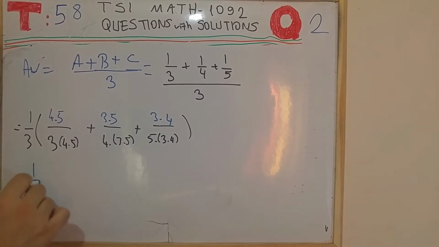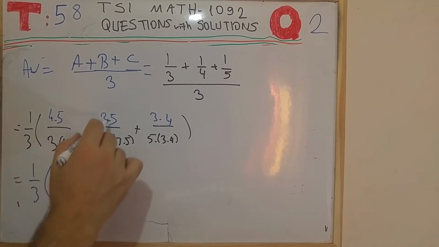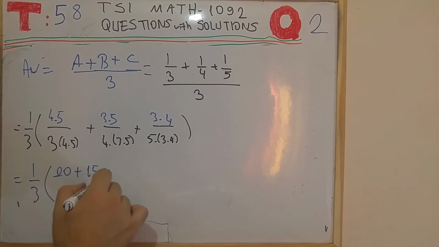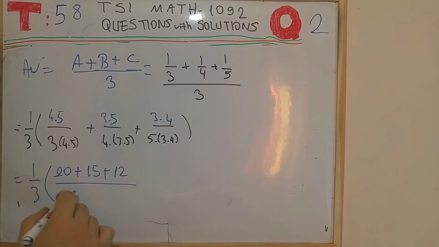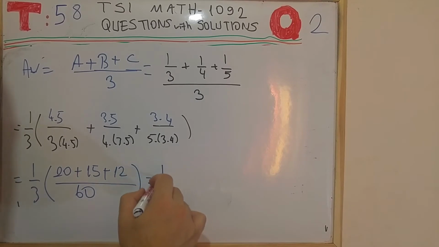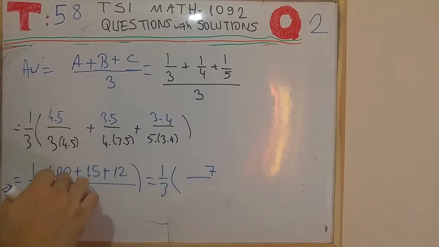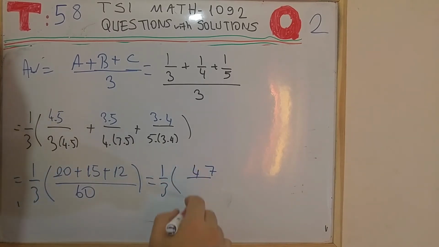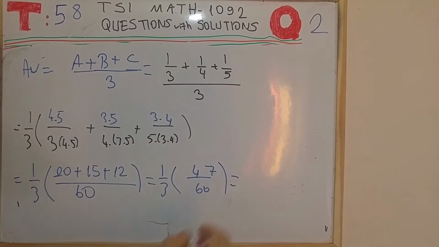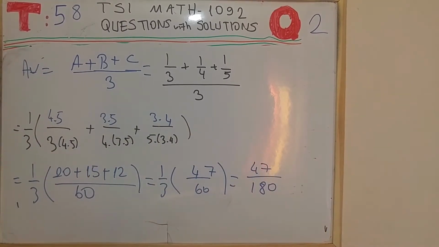Therefore, I would end up with 1 over 3 times, what I have here is 4 times 5 is equal to 20, 3 times 5 is equal to 15, and I have 12 here, over 60. Therefore, this is equal to, let's sum this up, 47 over 60. So this means that this is equal to 47 over 180.